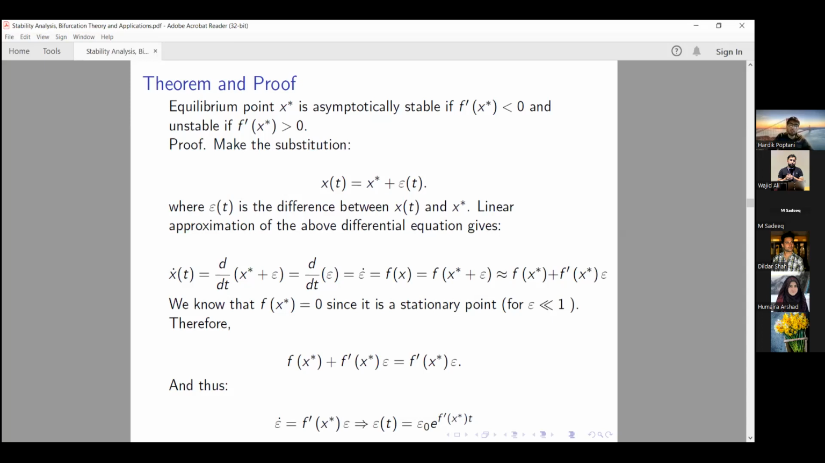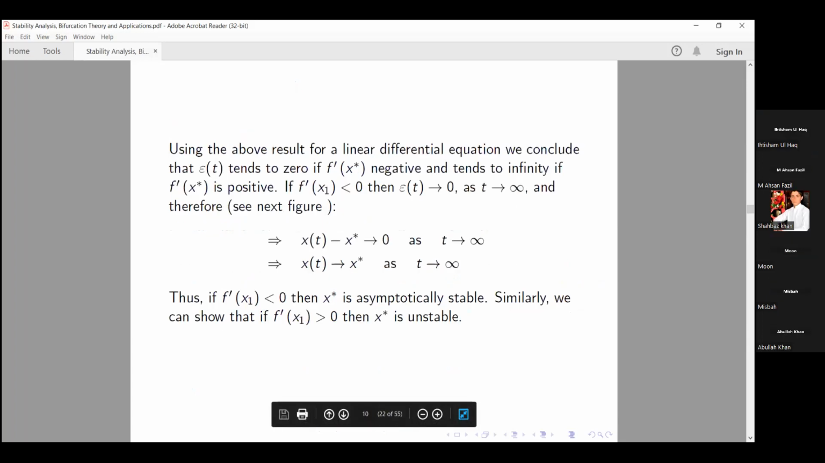And you can just look at this and realize that as t goes to infinity, if f prime of x star is negative, epsilon will go to 0, hence x of t will go to x star. Likewise, if f prime of x star is positive, as t goes to infinity, epsilon goes to infinity, and therefore x of t will not converge to x star, it will diverge. That is basically what I've just said.